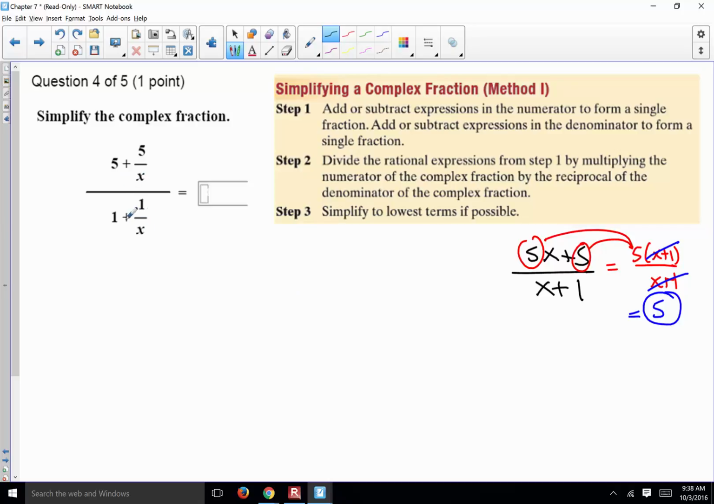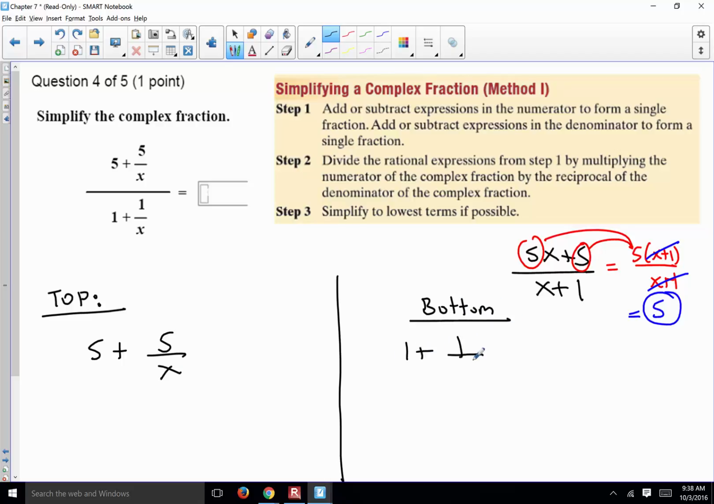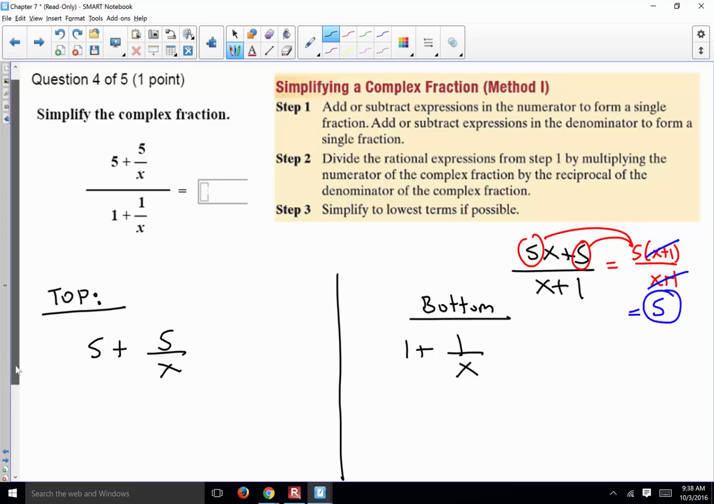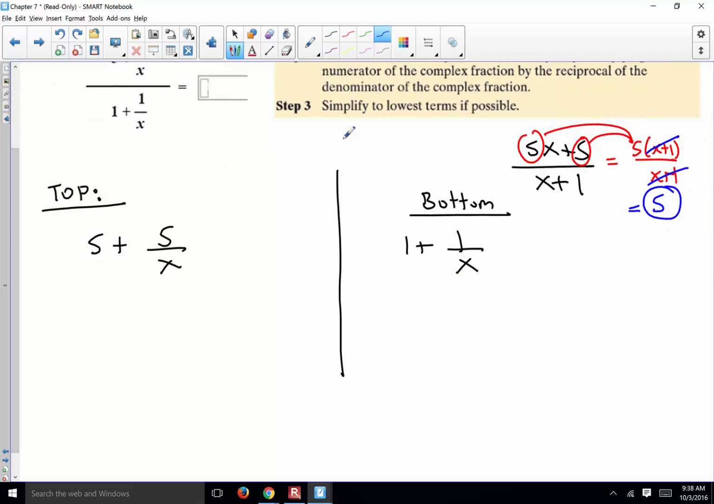Alright, let's see how we do this. I separate top and bottom again. Top is 5 plus 5 over x. Bottom is 1 plus 1 over x. They are very similar. Whatever tricks I'm doing on the left, probably I'll be doing the same trick. So we're kind of doing double work.